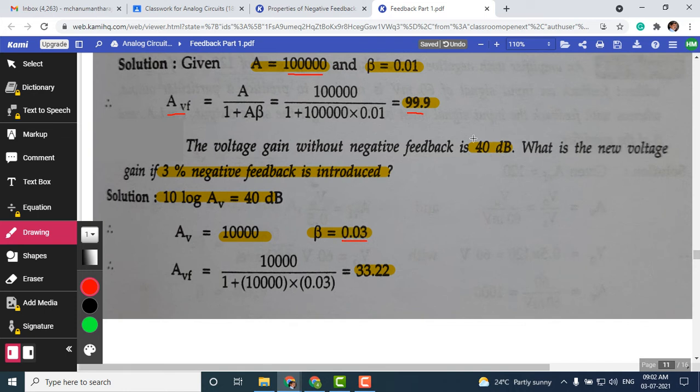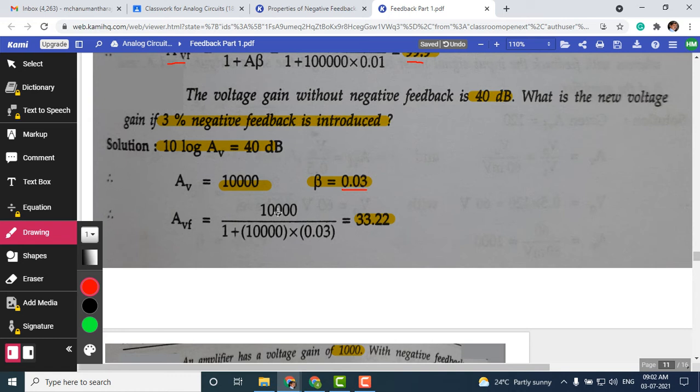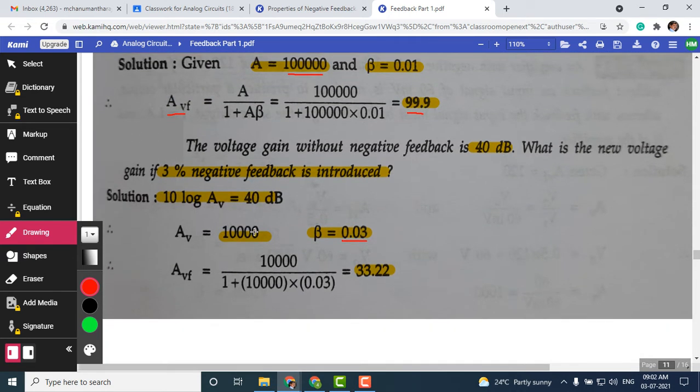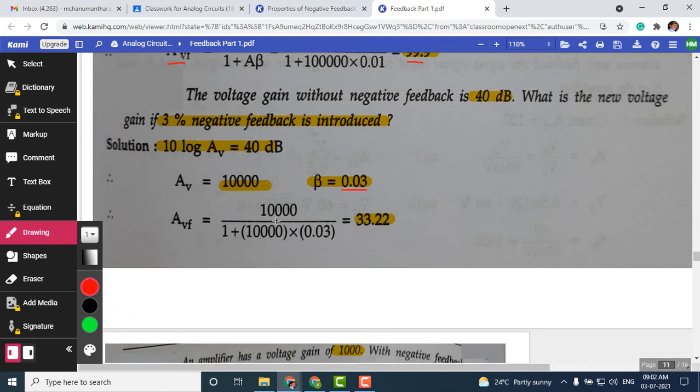Since A is given in decibels, you can convert back to the normal value by using 10 log of AV, which is equivalent to the 40 dB. So AV becomes 10,000. You can now substitute AV in this basic formula, A divided by 1 plus A beta. We need to calculate AVF, which is 33.22 by substituting these values.